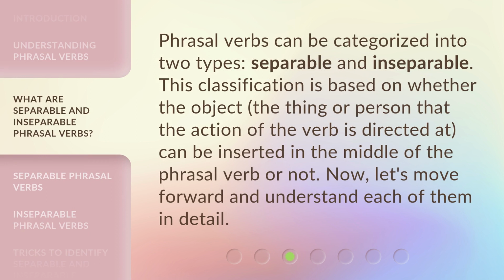Phrasal verbs can be categorized into two types: separable and inseparable. This classification is based on whether the object, the thing or person that the action of the verb is directed at, can be inserted in the middle of the phrasal verb or not. Now, let's move forward and understand each of them in detail.